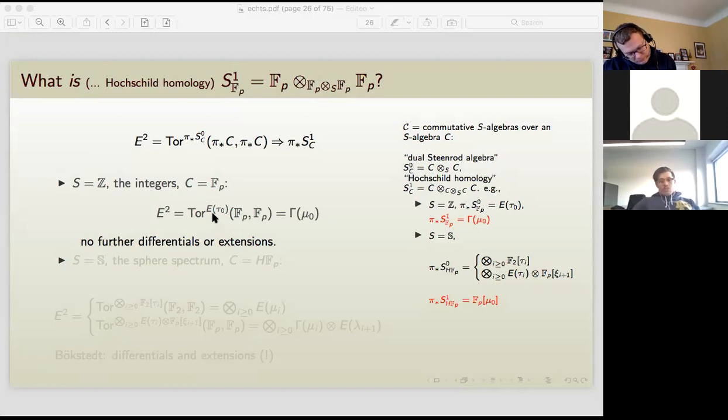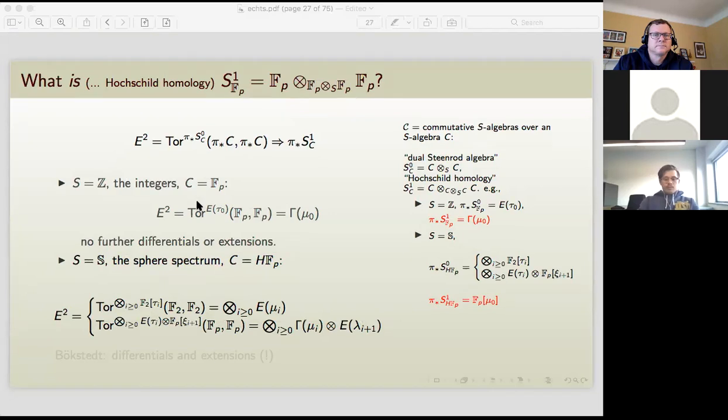The E2 page is actually Shukla homology. So we recover my claim that Shukla homology of F_p is actually the divided power algebra. And again, it just comes from a totally algebraic calculation of the Tor and the recognition that there is no room for any extensions or differentials. So far, so good.